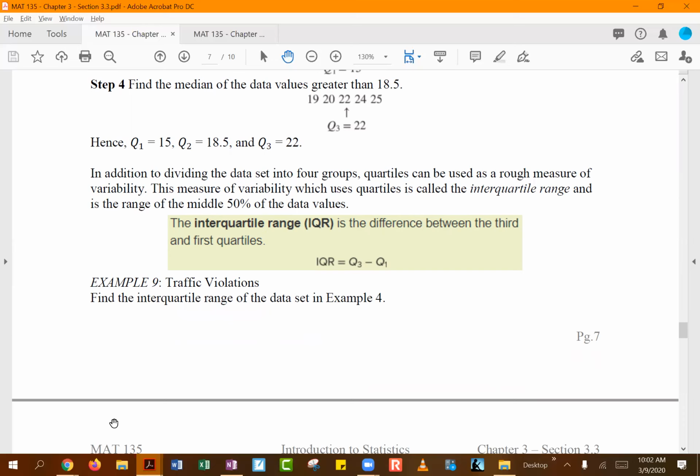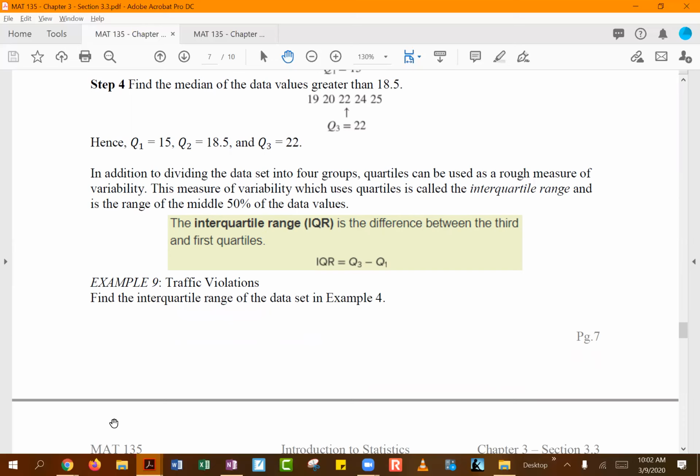So if you were finding the interquartile range for this example, you would be taking the difference between 22 and 15, which would come out to be 7, and you should be able to see that on top of this page right here. So it's really just one calculation which is coming up with all of these other ones. So find your quartiles, and then once you have those, take the difference between quartile 1 and quartile 3, and you've got your interquartile range.